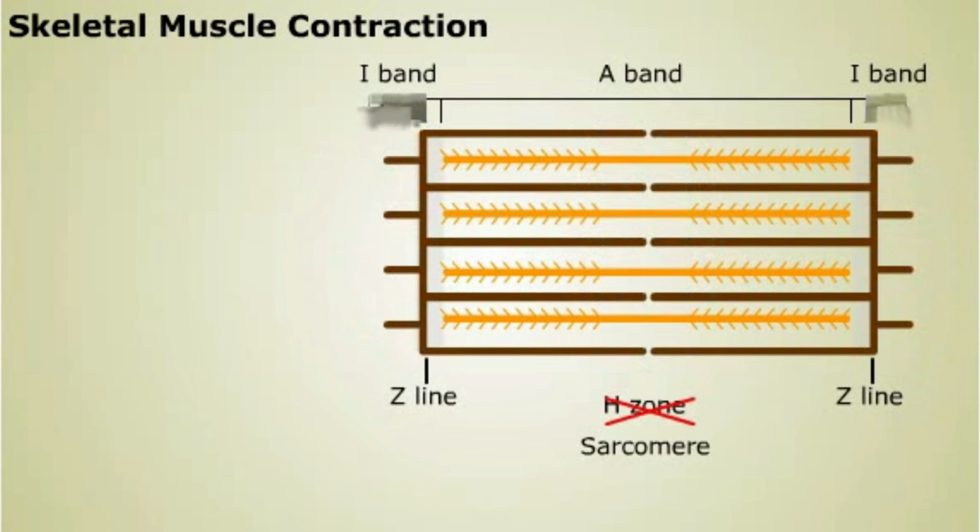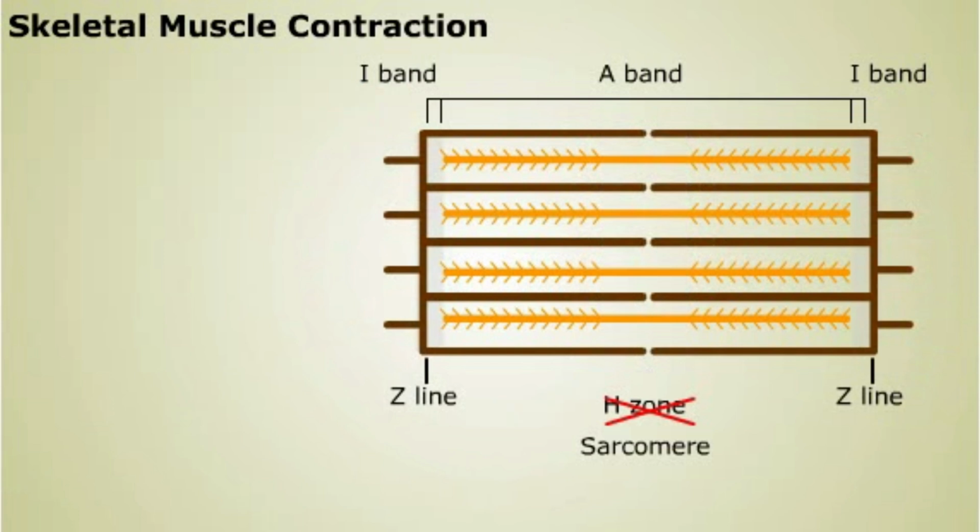The lengths of the individual filaments stay the same, but they move past each other and the region of overlap increases. The I-bands, regions of only thin filaments, shorten. And the H-zone, the region of only thick filaments, disappears.